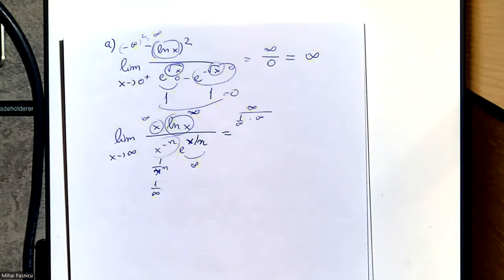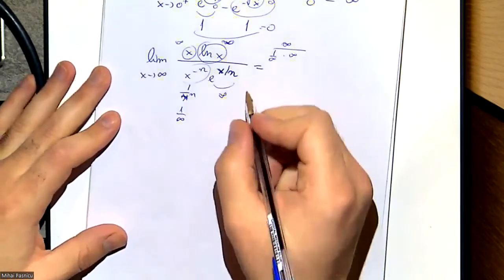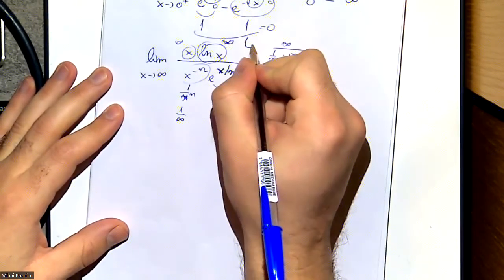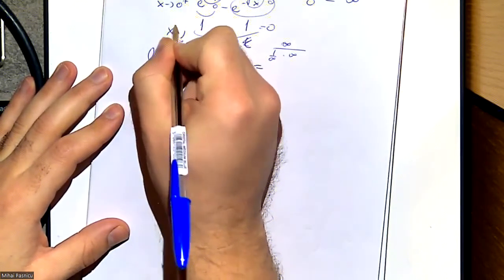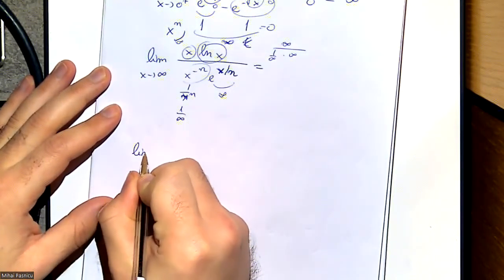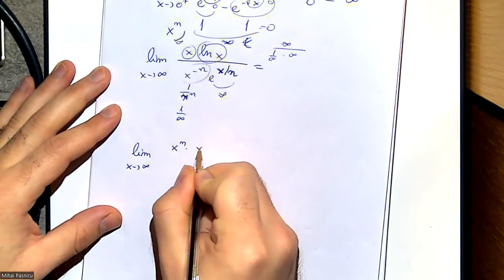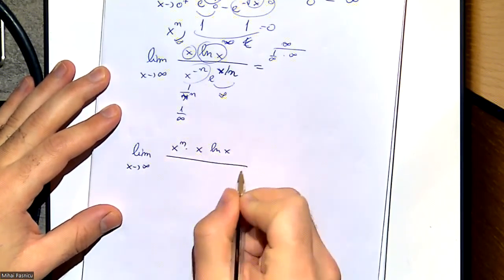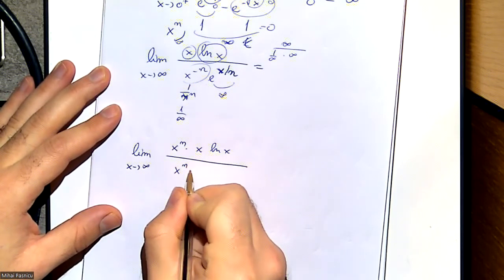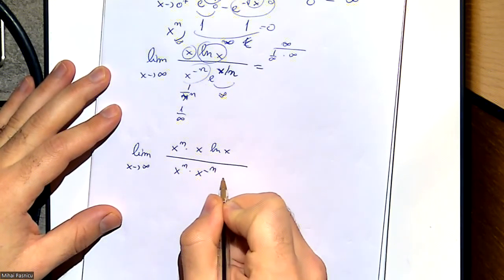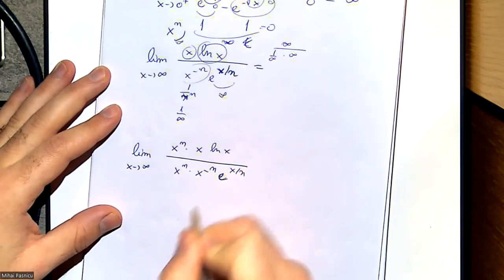One idea, if you want to keep this in mind: I hate working with minuses and 1 over n next to the minus n and all that stuff. It's just too ugly for me. So what I do is just multiply the fraction by x to the n. So I just get limit as x goes to infinity of x to the n times x ln of x over x to the n times x minus n e to the x over n.